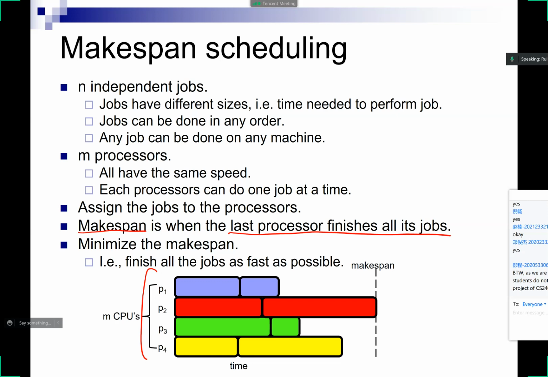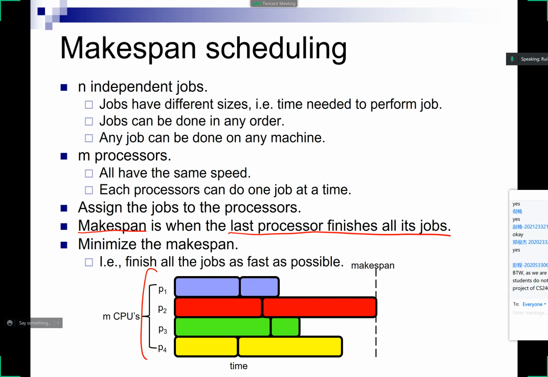Now, before we solve this problem, I just want to mention that this is a very simple model for scheduling. Because, for example, we're assuming that all the jobs do not have any dependencies on each other. Well, in practice, jobs often have dependencies, so that you might have to do one job before you can do some other job.